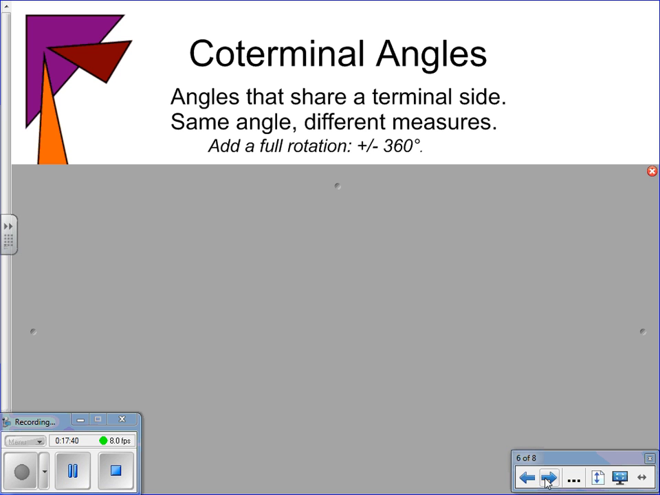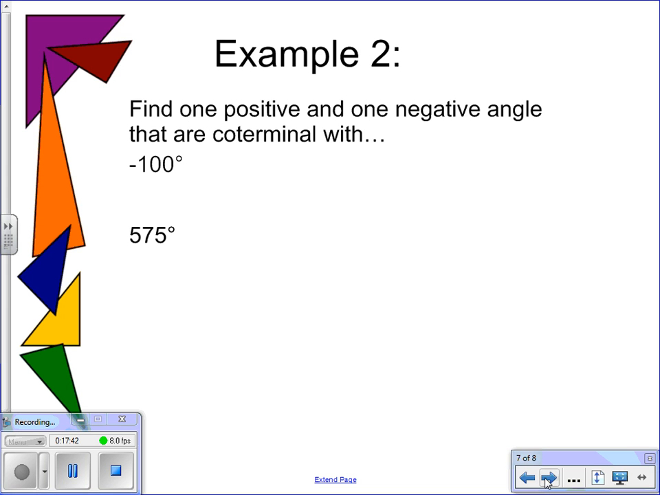Most of your examples that you do and the problems in your homework are going to ask you something similar to this. They're going to say, find one positive and one negative angle that are coterminal with the angle I give you. So we'll start with negative 100. So we want to find two coterminal angles to negative 100. One that's positive and one that's negative. And once we've done that, then we've answered the question.